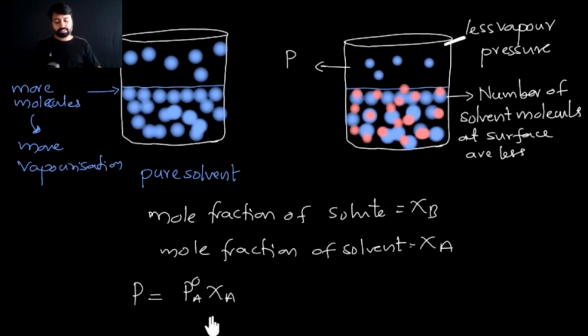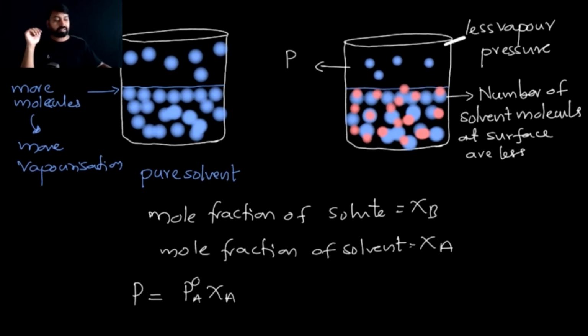But the fact is, we need to consider the solute particles. As I increase the solute particles, or non-volatile solute particles, what happens here? The surface area is reduced again, less vapor is produced, and less vapor pressure will be produced.